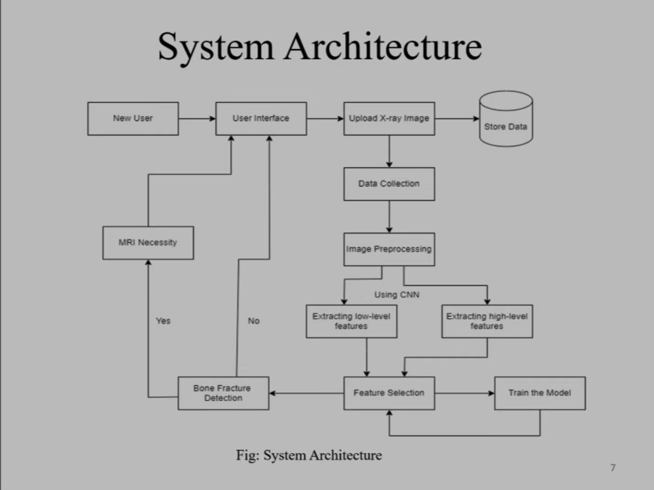Feature extraction using CNN. At this stage, we use the algorithm EfficientNet B0 to extract features from the image. Low-level features like edges and textures are first detected, then high-level features such as bone fracture shapes are identified.